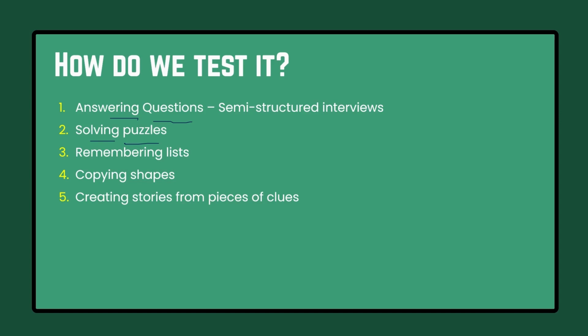Solving puzzles gives an insight into the problem solving skill of a person. Remembering lists. Remembering means memory is being involved, so how well you remember lists tells about the memory function. Copying shapes. You might be given a particular shape which you have to copy, maybe using your right hand or your left hand or maybe both. This would give an insight on your brain function. Then creating stories from pieces of clues. So all these are different tools that are used for testing the cognitive function in neuropsychological assessments.